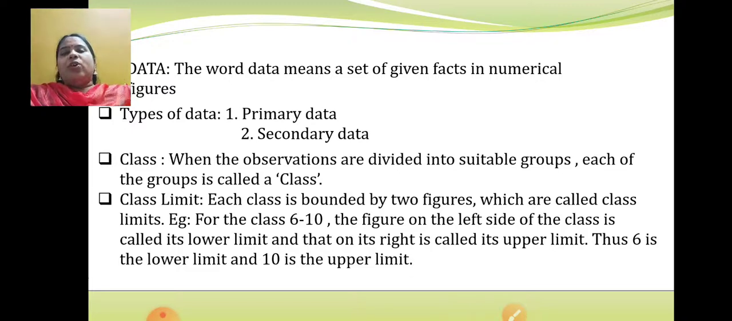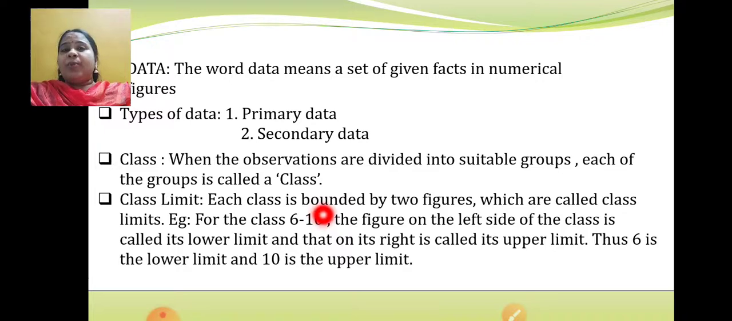Then we have learned about the different terms that are used in this chapter, that is class. When the observations are divided into suitable groups, each of the groups is called as a class, right? Class limit. Each class is bounded by two figures which are called as class limits. For example, 6 to 10. Now 6 to 10, if it is a class, I have grouped this, okay? So this is called as a class interval. Now in this, the number written on the left hand side is the lower limit, while the number written on the right hand side is the upper limit, okay?